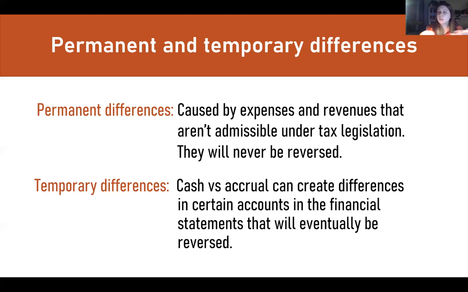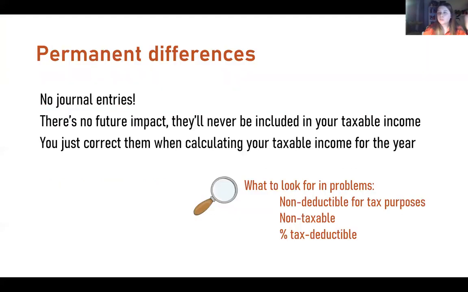Permanent differences, they're never going to be reversed. They're never going to be included in your taxable income. So when you're going to do the journal entries later on, you're never going to do a journal entry for a permanent difference. All you're going to do is correct them when you're calculating your taxable income for the year. The reason for that is that there's no future impact of that difference. It's not going to impact you in future years. You just disregard it. When you're doing problems, what you can look for is keywords like non-deductible for tax purposes, non-taxable, or if there's only a percentage that's tax deductible, or only a percentage that's non-tax deductible.